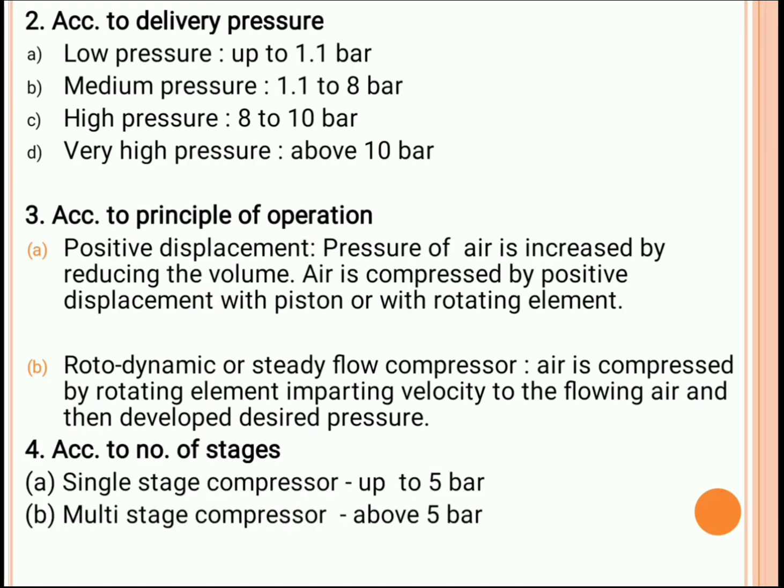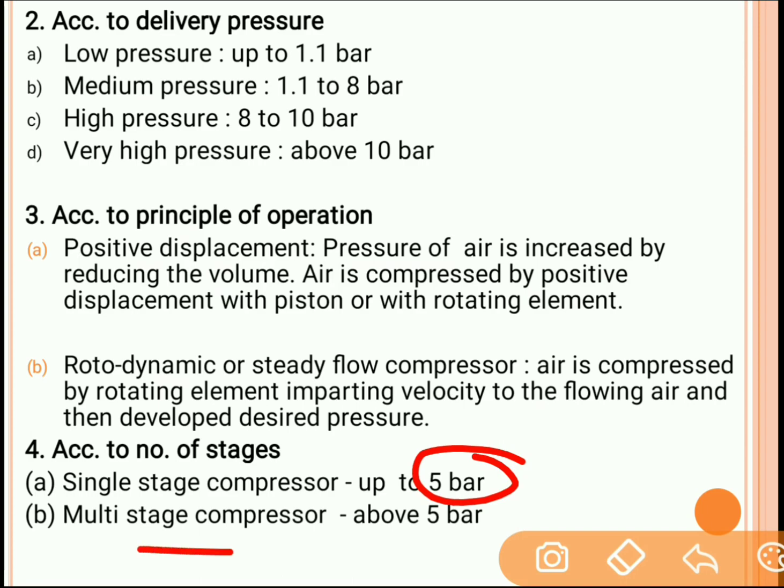Next classification is according to the number of stages. First is single stage compressor. When the pressure is increased up to 5 bar, that compressor is considered a single stage compressor. In a single stage compressor, we can't increase the pressure beyond 5 bar. So if we want to deliver pressure above 5 bar, we need to use a multi-stage compressor. With a multi-stage compressor, we can obtain pressure above 5 bar.